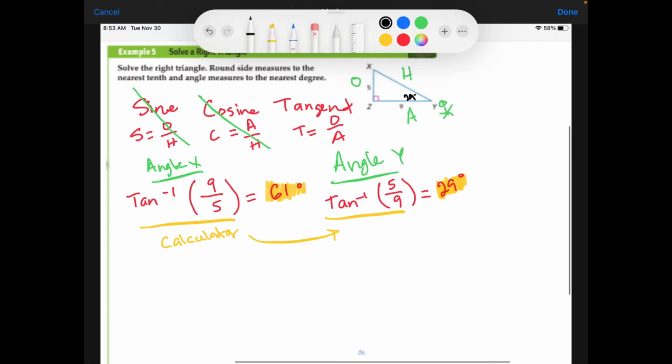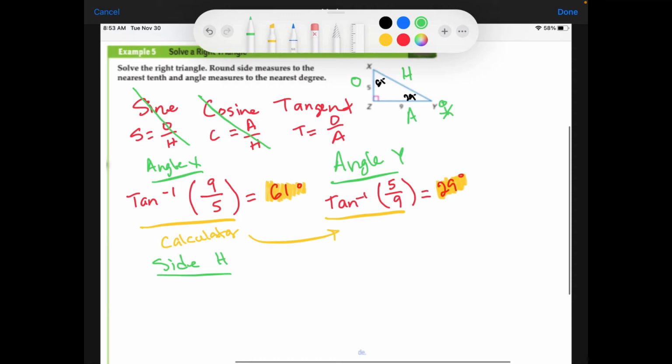So far, I found this angle to be 29, this angle to be 61. But I'm missing the hypotenuse, so I've got to find that. So now we're going to look for the side length, side h, or side hypotenuse. There's several ways to do this. You can use the Pythagorean theorem, and remember the Pythagorean theorem is a squared plus b squared equals c squared. Your hypotenuse would be your c squared in this example.